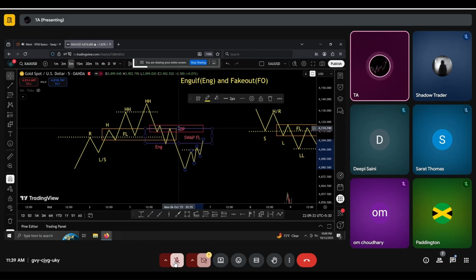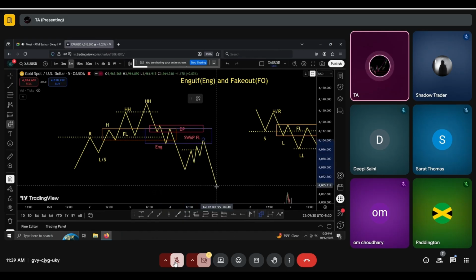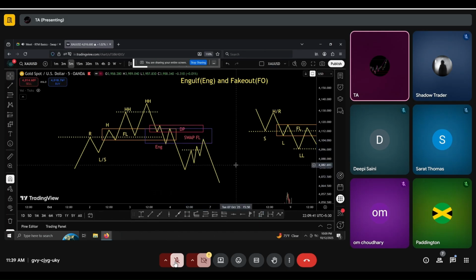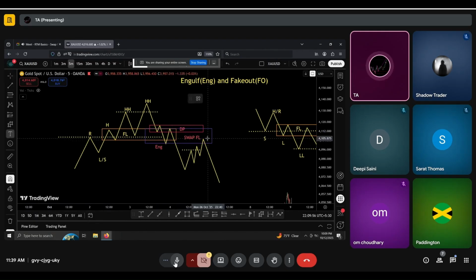Why? The order had been transferred from decision point to swap FL, and then price fell from here. Now do you see this? Either there was a level in history on the left side to fake out, or the price will create a structure where it will give the impression of a fake trend. This will be our fake out. Fake out of what? Fake out of this level. Fake out of this level, right?